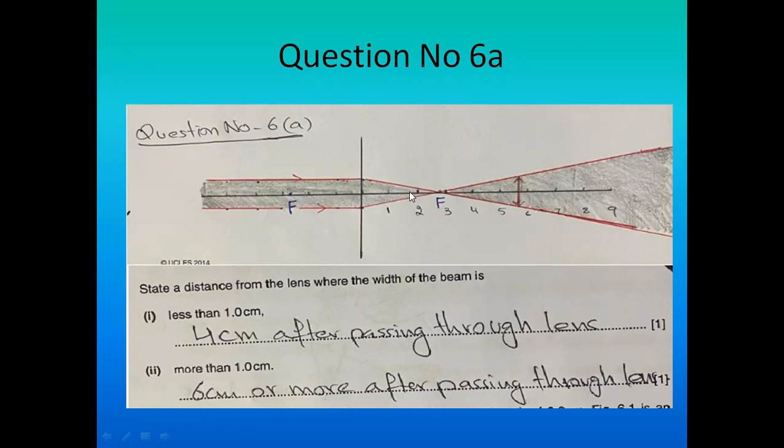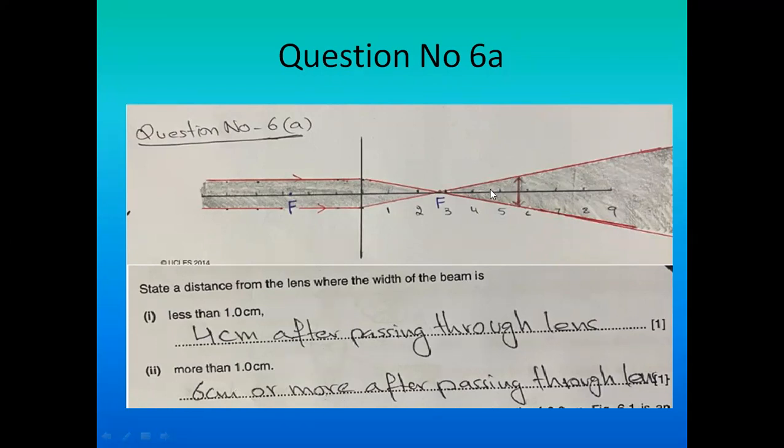Okay. So you can see the beam of light, which was 1 centimeter wide, has decreased after passing through the lens, and then it starts increasing. We are looking for the point where the width of the beam is more than 1 centimeter. At this point, the width of the beam is 1 centimeter, and this is 5.6 something. So where is it less than 1 centimeter? For example, at 4 centimeter from the lens, the beam is less than 1 centimeter wide. So I have written the answer here: 4 centimeter after passing through the lens.